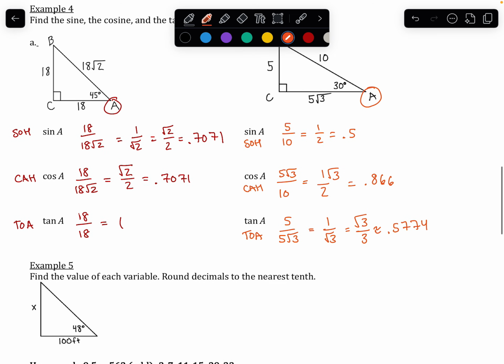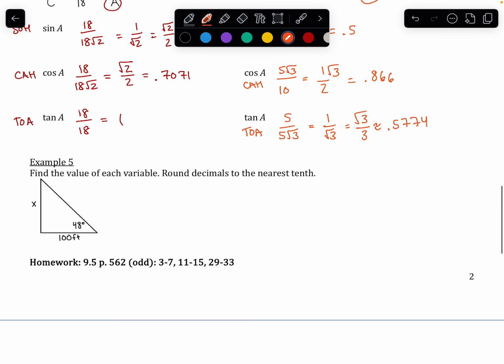Right, there's our calculations. Now let's do one more problem. I'm going to figure out x. So I have an opposite over an adjacent. This looks like a right angle, so we assume it's a right angle. We have opposite over adjacent.